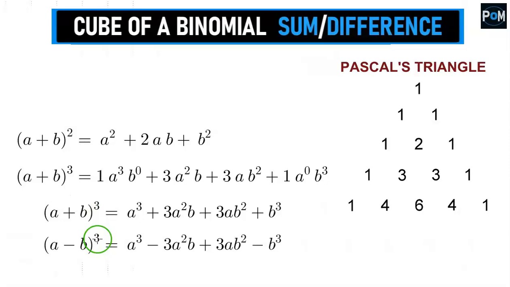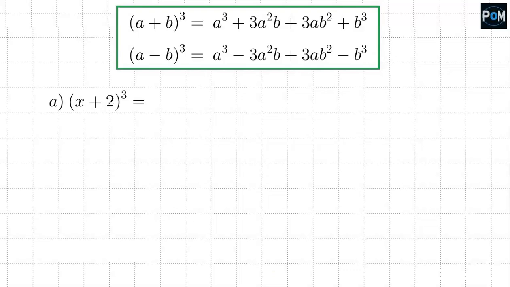The next formula for the cube of a difference looks almost the same as here, only the signs change. Here we had a plus, it becomes a minus. And at the very end, there was a plus, and in the second formula, it becomes a minus. The rest is identical. Now let's start with some examples.